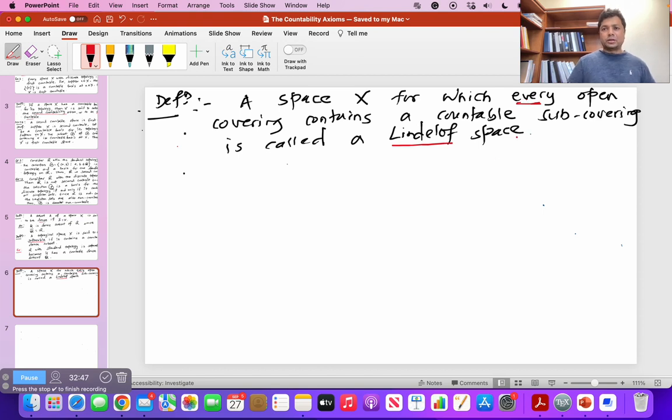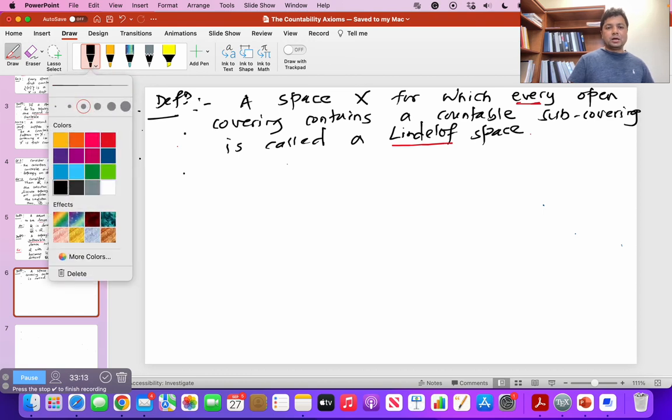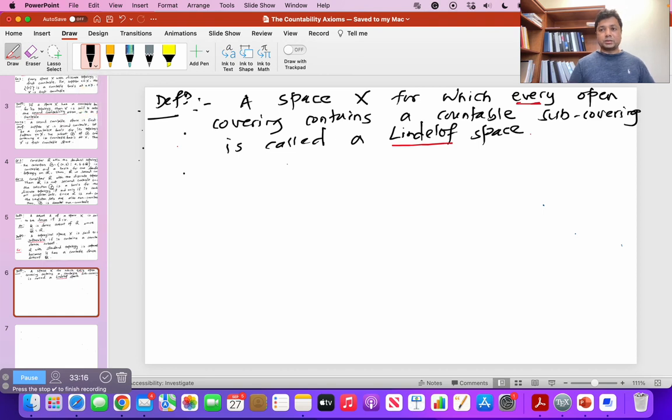And you have seen a similar definition for a compact space. For the compact space, every open covering just has to have a subcovering. It doesn't have to be countable. But for the Lindelöf space, every open covering should have a countable subcovering. Then the space is called a Lindelöf space.